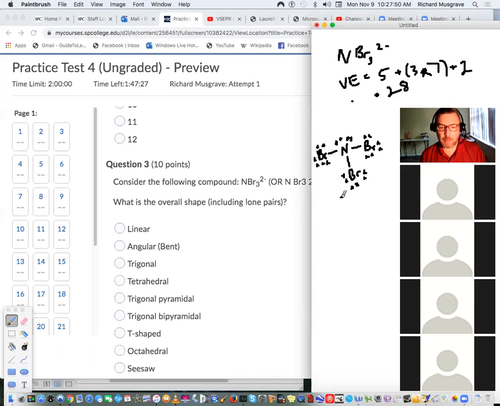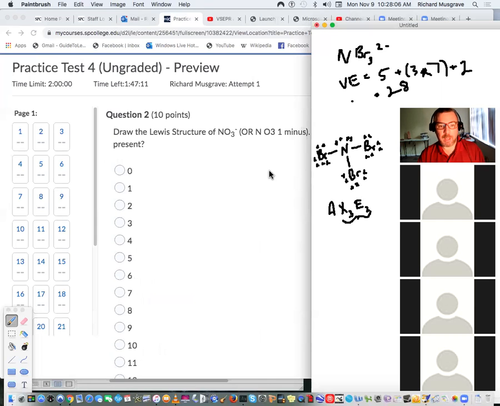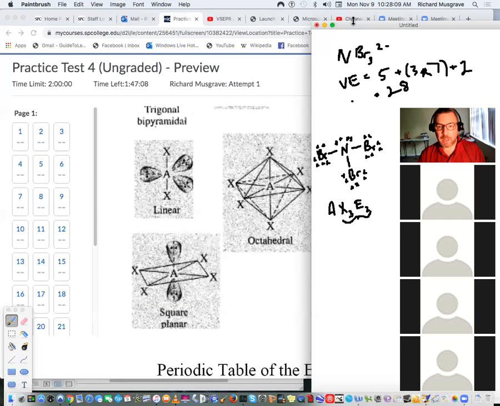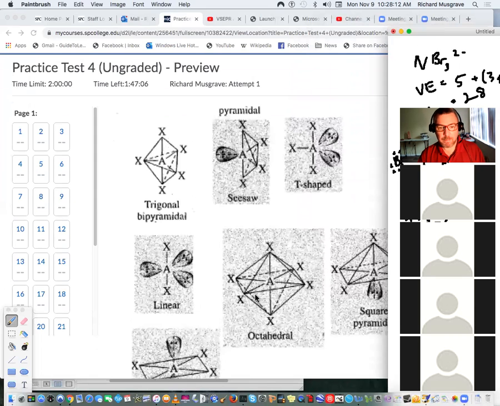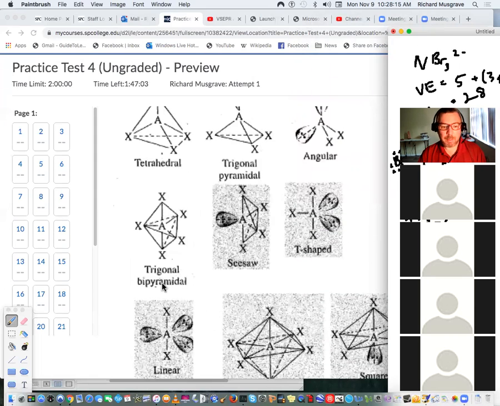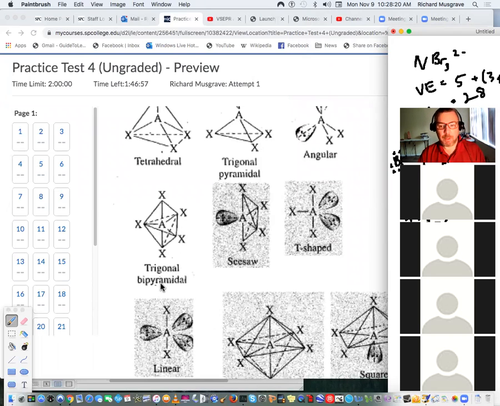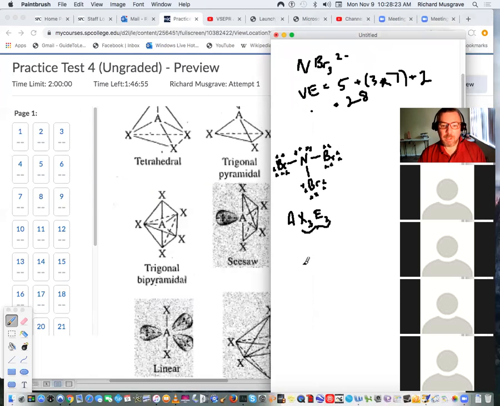So if I was to do that electron group thing, it'd be AX3E2. And what I would want you to see here is that this is a total of 5 groups. 3 plus 2 is 5. And if we look at the name of the one that has 5 groupings on it, that's this one here, trigonal bipyramidal. So that would be your answer. To get the overall shape, remember you're pretending that the electron pairs are just like atoms because they take up space just like the atoms do.